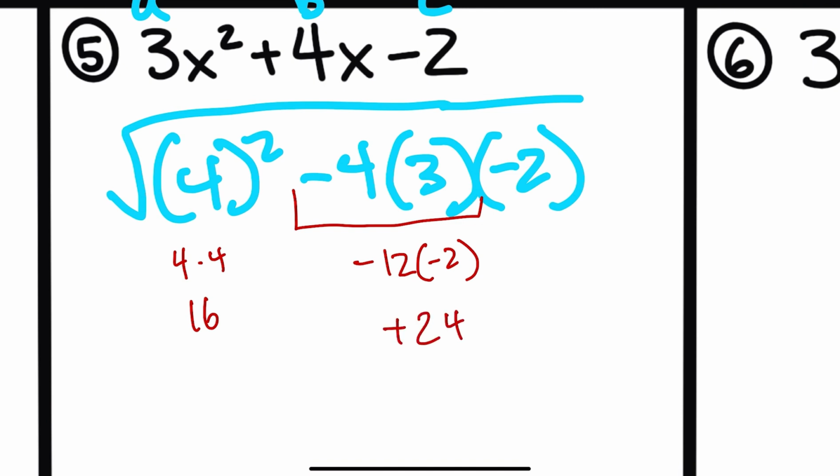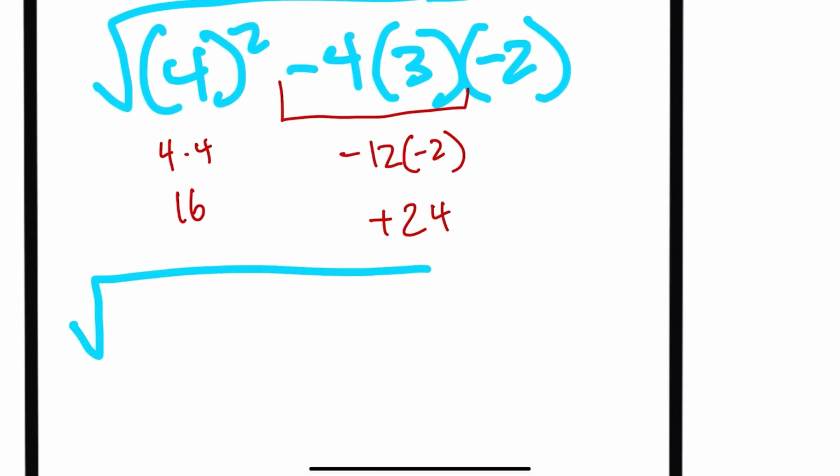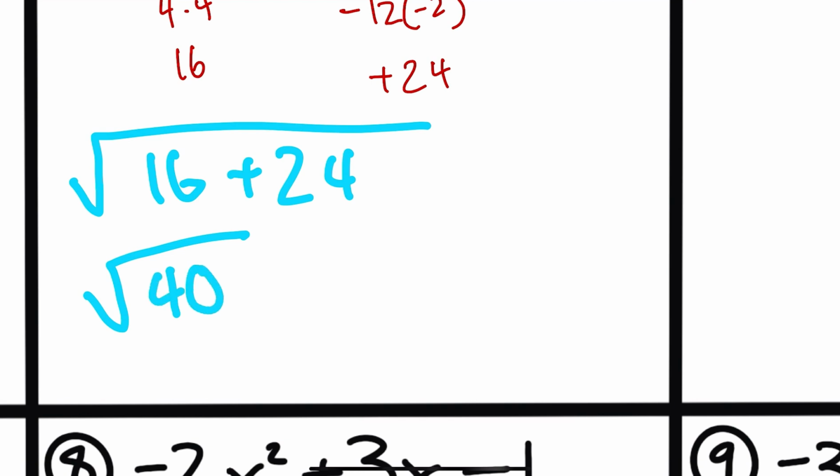+24. Cool. I'm going to transfer that and rewrite it underneath my radical again, just so I know what I have. That's 16. That was a +24. All right. I can add 16 and 24. I know that's going to be 40. And now that I'm down to a single number, I can start finding factors.